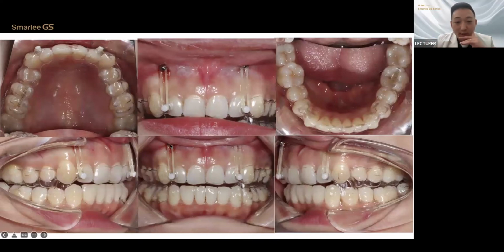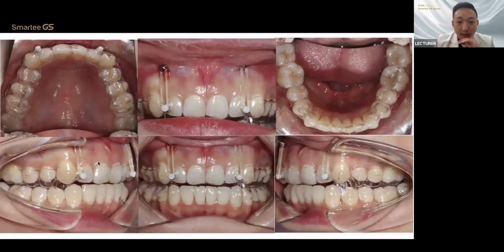Actually, I will say the mini screw here actually is not very necessary. I will tell you why the mini screw for intrusion of the incisor is not very necessary. I will show you the next case.